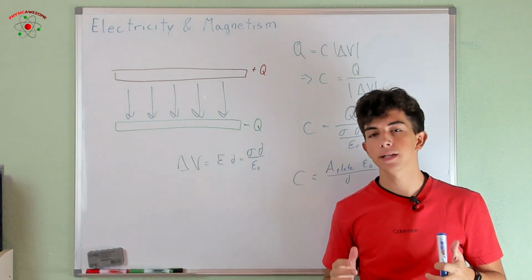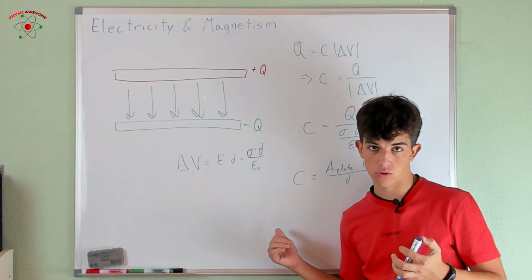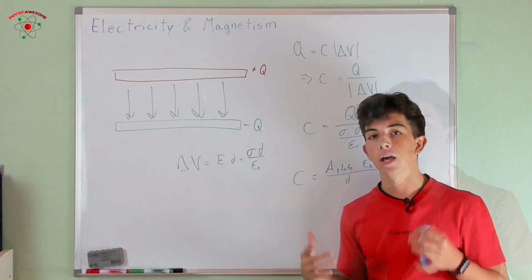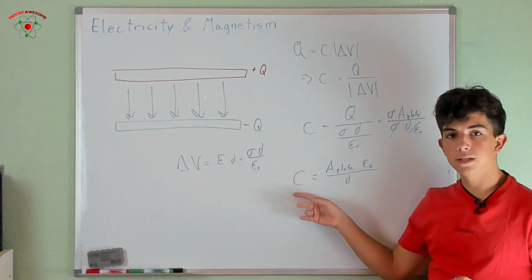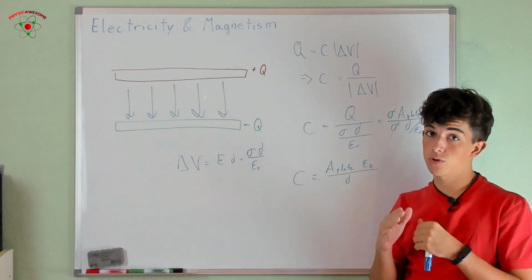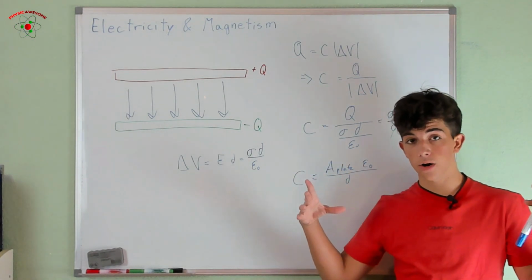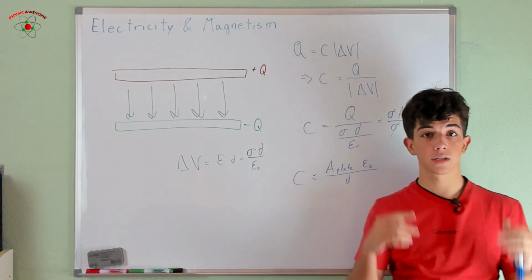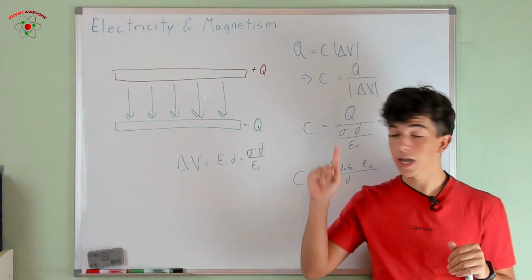And the capacitance is also a measure of how much energy this object can store. We will see in later videos how both quantities are related. And we can see that the farther apart the objects are, the smaller the capacitance, and the closer they are, the bigger the capacitance. Similarly, with the area, the bigger the area, the bigger the capacitance, and the smaller the area, the smaller the capacitance. This will correlate with the energy.